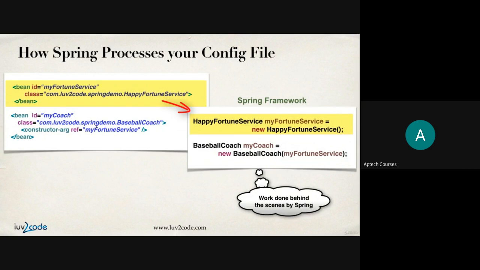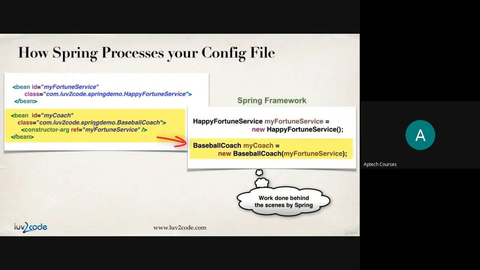All right, so that covers that first piece of it, the first bean. Now, moving forward, there's also a second bean, My Coach. Here they'll actually create a new baseball coach, and based on the information from the config file, they'll pass in a constructor argument. And that's the same My Fortune service that we just created. So they'll create that baseball coach with that My Fortune service. And again, make this bean available.